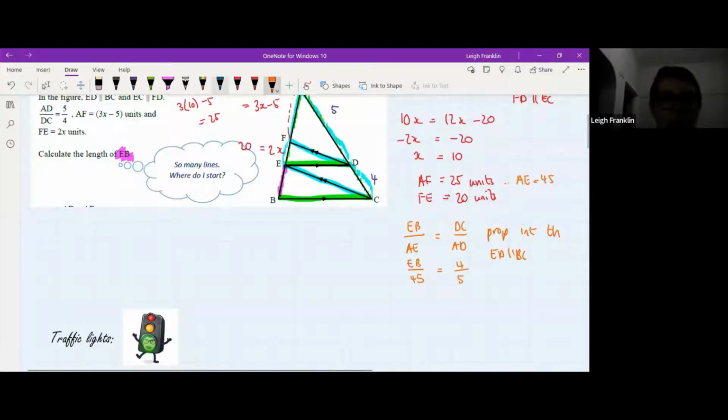Okay, and now I want to cross multiply. So I'm going to multiply the 5 with the EB. That's going to give me 5 EB. And I'm going to cross multiply 45 with 4. That's going to give me 180. And then I need to divide both sides by 5. So 180, that's it. Divided by 5 means that EB is going to be equal to? 36. Good. Well done, Tubile. I quite agree. 36 units.